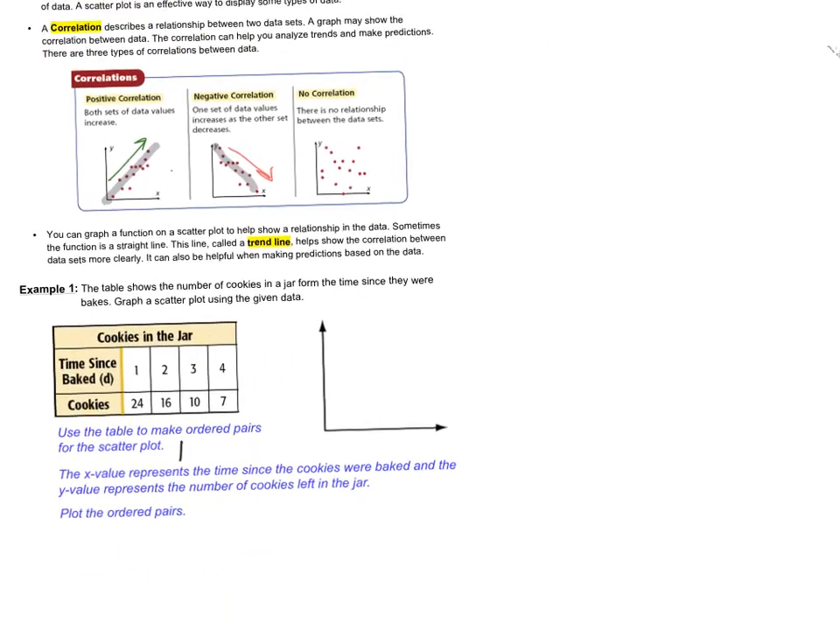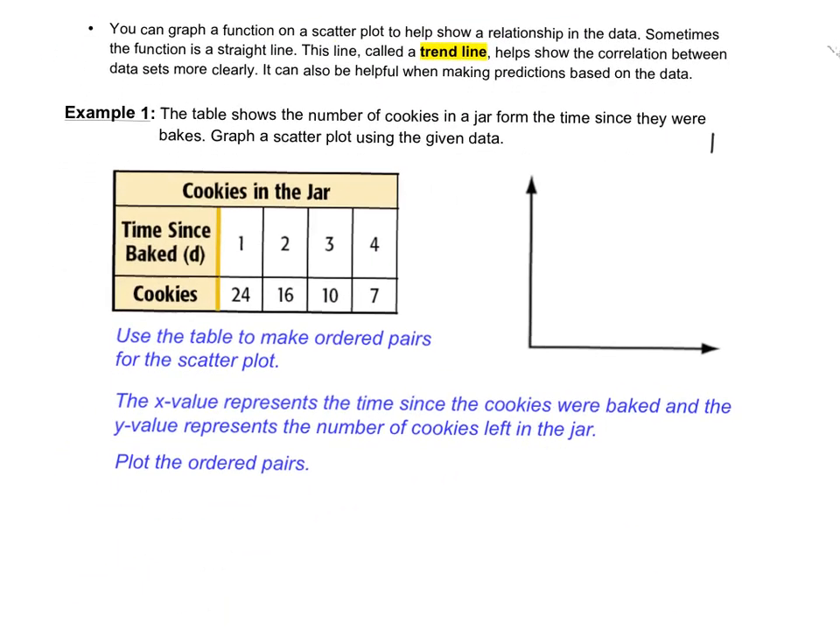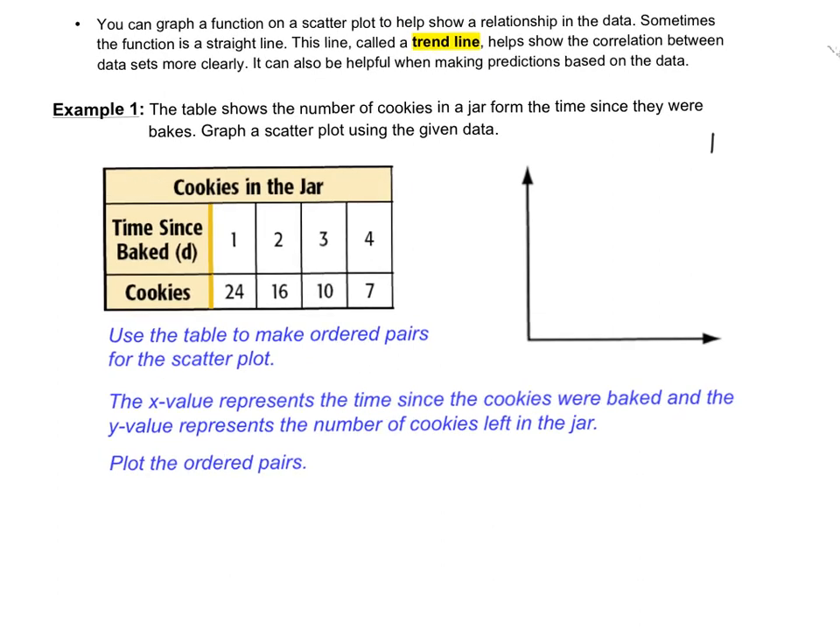Let's take, for example, this problem that they give us here. So the table right here shows the number of cookies in a jar from the time since they were baked. And if you look at the number of cookies that were in the jar, you would notice that after day 1, there were 24 cookies. So let's count. If we're counting from 24, 16, 10, 7, we can count by 2s. 2, 4, 6, 8, 10, 12, 14, 16, 18, 20, 22, 24. So after day 1, there were 24 cookies.